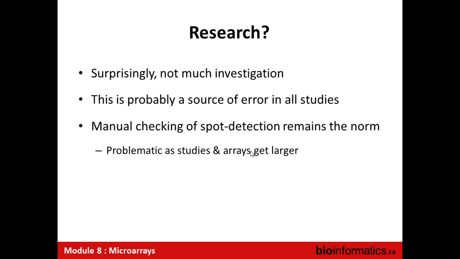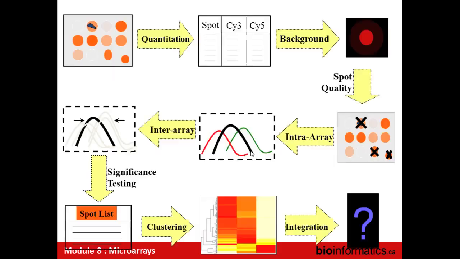The only way to do it that I know of is to do manual spot checking. I don't know anybody who is doing this systematically anymore. It's just impossible. We do experiments of 500 arrays, each one with 1,000 spots. You can't afford enough undergrads to do that in the first place. So it's a significant challenge, but one that largely gets ignored at this stage in microarrays and essentially all genomic studies. There's a question at the back.